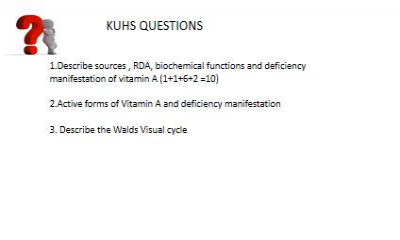The type of questions which have come in the QAs is one which is common to vitamins, like vitamin A, vitamin D. It is like a full 10 mark question. The sources, the biochemical functions and deficiency manifestation of vitamin A in this particular case. Then you can get the active forms of vitamin A, and you may be asked the deficiency manifestation, or you can be asked a question on the Wald's visual cycle.